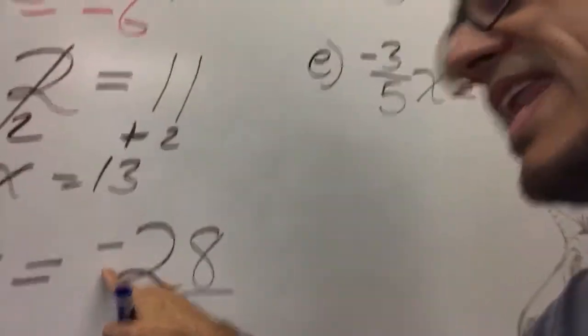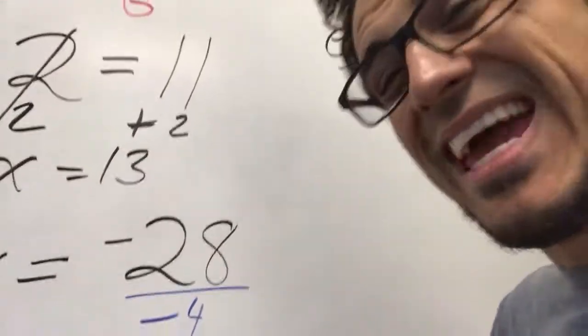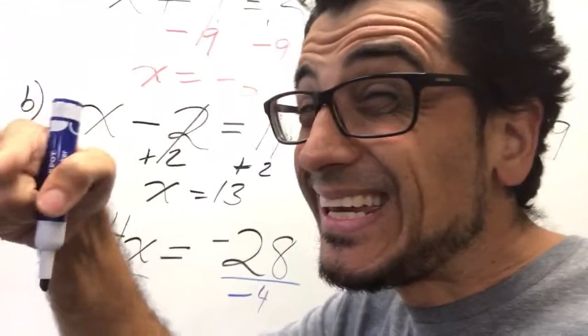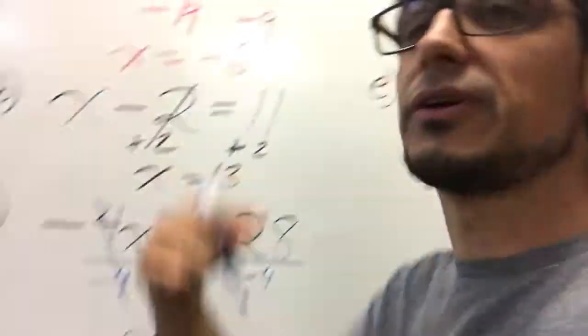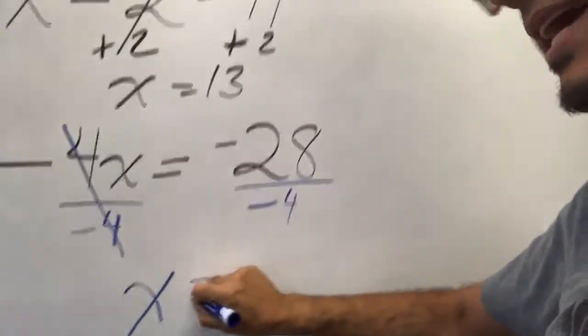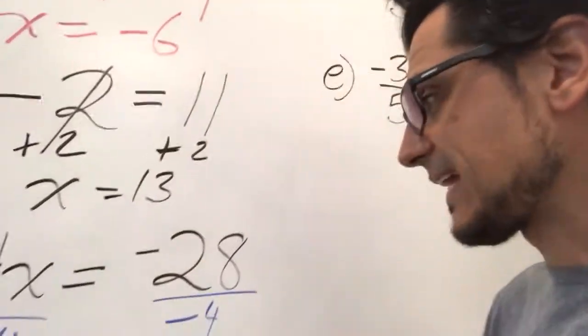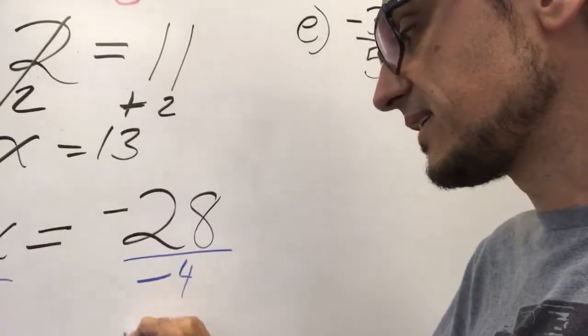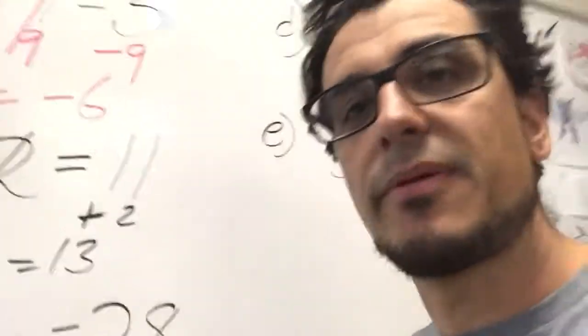Now a negative 28 divided by a negative 4. Now a negative divided by negative is a positive. You're totally correct. So now I'm going to get a positive because double negatives give me a positive. And in that case, I'm going to end up with positive 7 because 28 divided by 4 is 7. Cool on that? Good. Let's move to the next one.